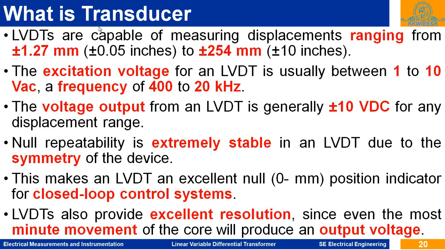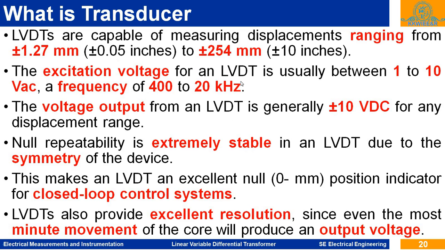Now what is a transducer? So what is the range of measurement? Okay, what exactly it does. LVDTs are capable of measuring displacement ranging from plus minus 1 millimeter, or 1.7 millimeter, that is 0.05 inches, to plus minus 254 millimeter, that is 10 inches. So this is the range of measurement of displacement.